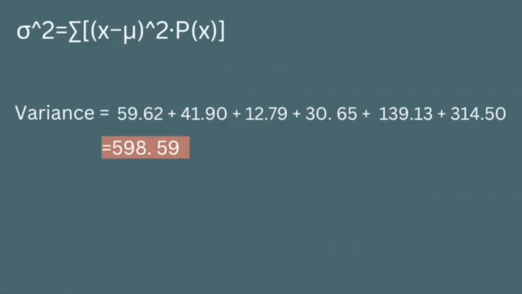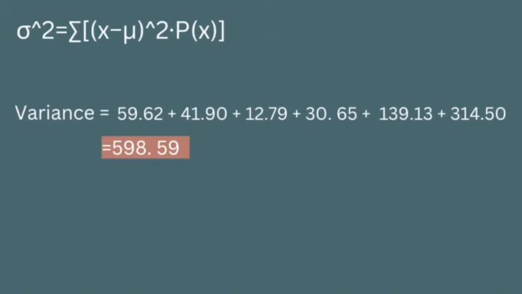In order to get the variance, we have the formula sigma squared is equal to the summation of (x minus mu) squared times p of x. Basically, those are the numbers that we solved last, located in the last row. We will just get all of those numbers and add them all up. And simply, we got the variance, which is 598.59.